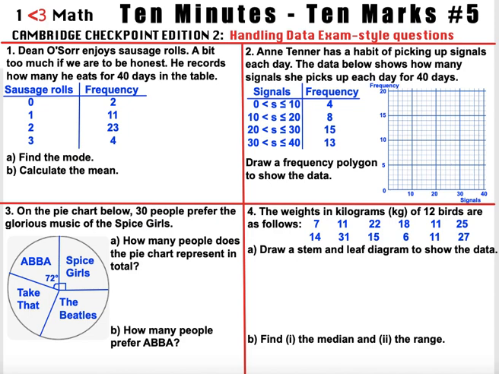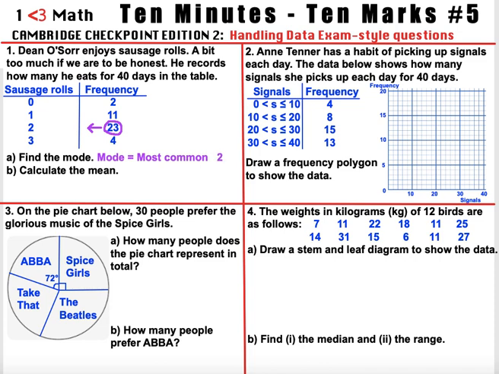So part A, everyone likes a good part A. We need to find the mode. Part B, we need to calculate the mean. So part A, the mode is the most common. Bear in mind, Dino only ever ate 0, 1, 2 or 3 sausage rolls. We need to look at which of those has the highest frequency. So the highest frequency is 23. That corresponds to 2 sausage rolls. So the mode is 2.